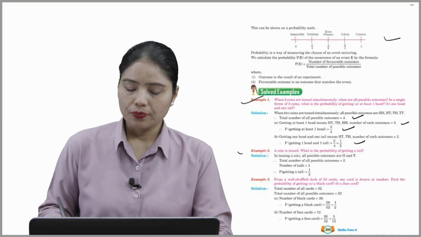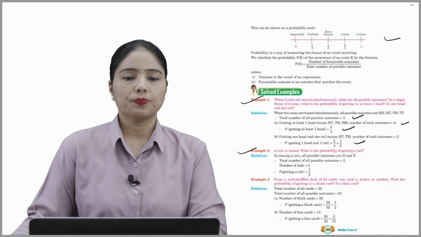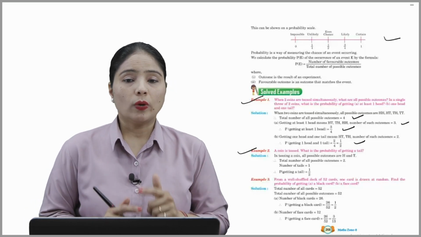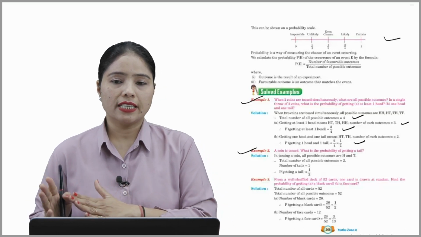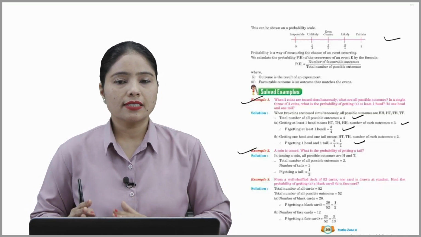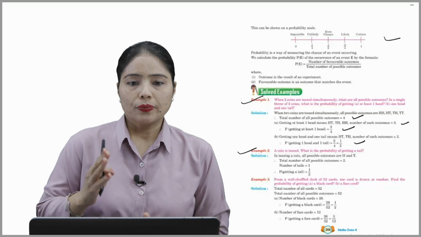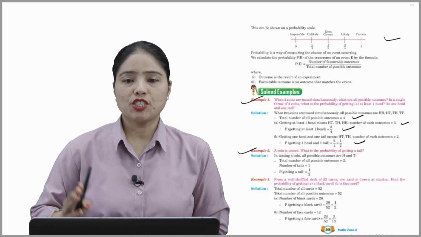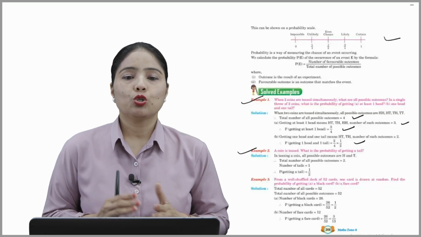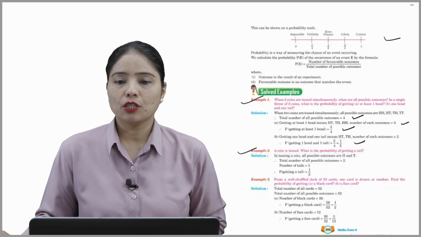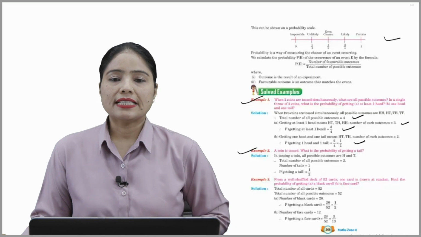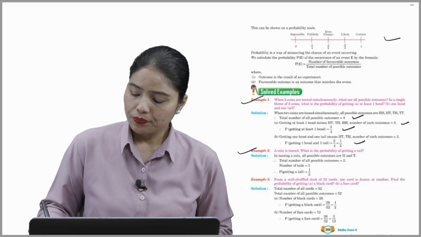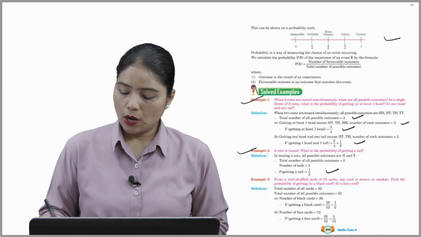So now example 2. A coin is tossed. What is the probability of getting a tail? What are the chances of getting a tail? So, in tossing a coin, all possible outcomes are H and T. So, therefore, total number of all possible outcomes is how many? 2. So, number of tails is 1. So, P of getting a tail is how much? Half beta.